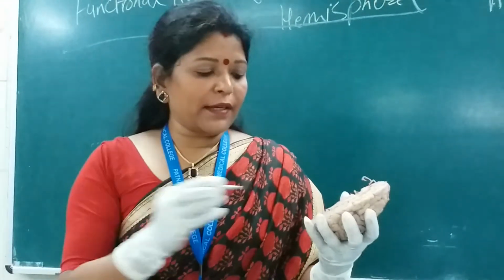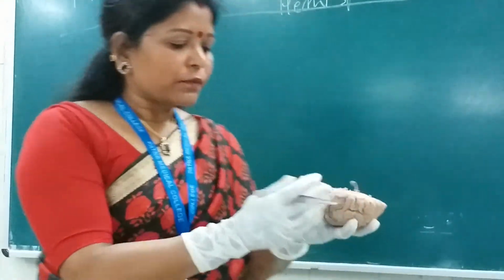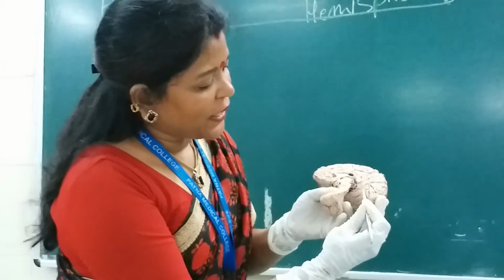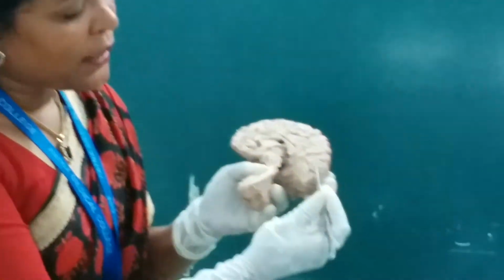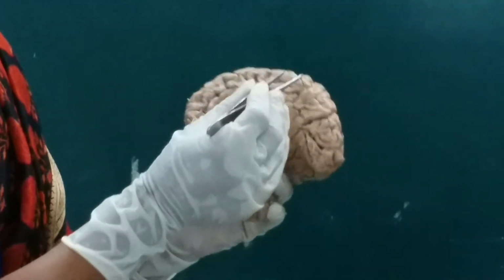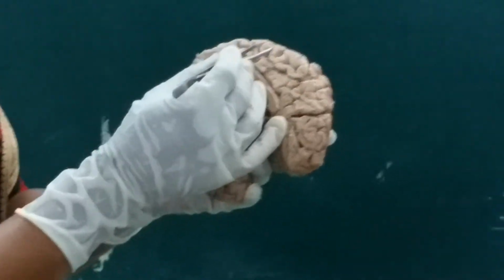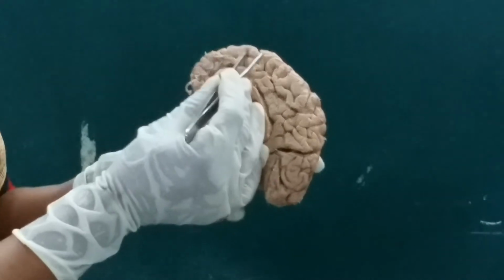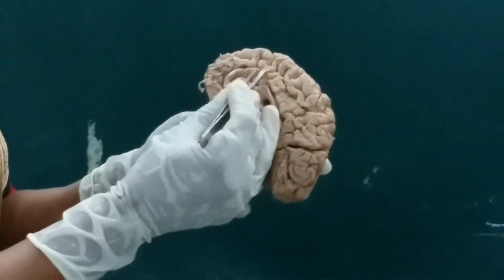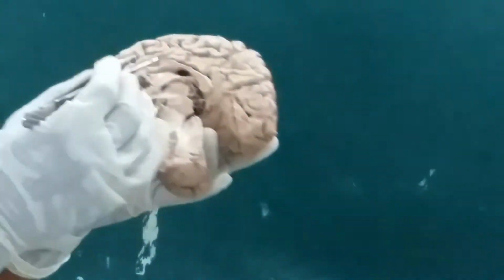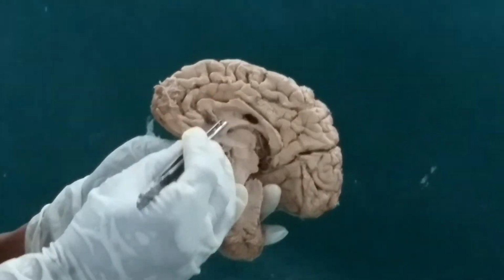The cingulate gyrus, the isthmus, and the lingual gyrus are present here. This is the cuneus, this is the precuneus, this is the paracentral lobule, this is the supplementary area, and this is the medial frontal gyrus. This is the cingulate gyrus. Now, one more important thing. On the medial aspect, what is this?